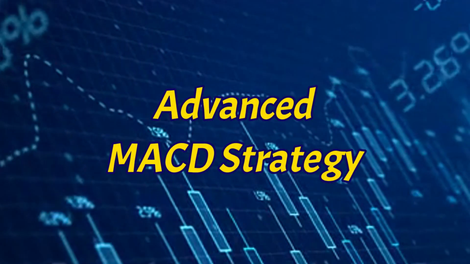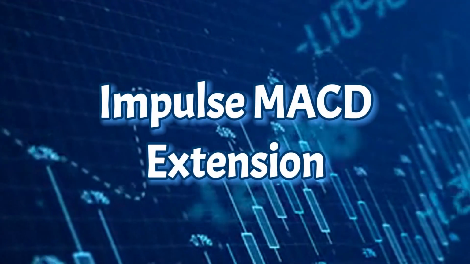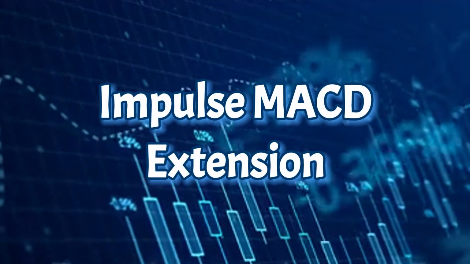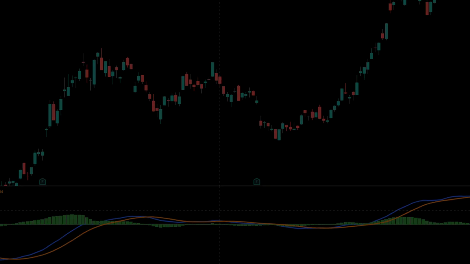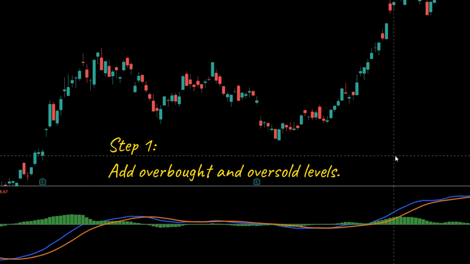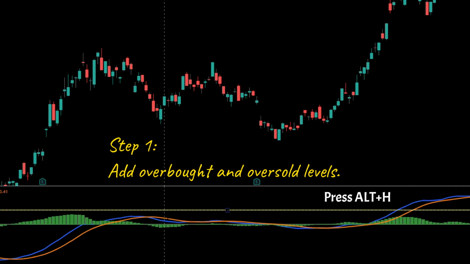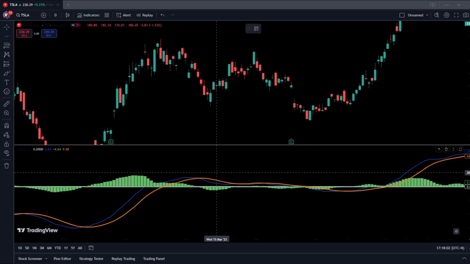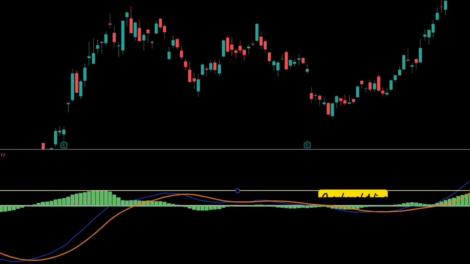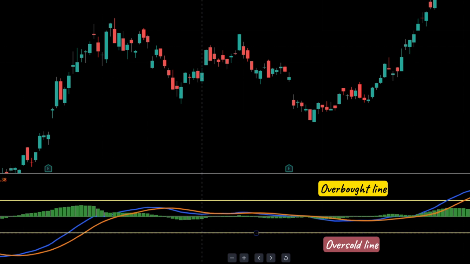Now, let's look at an advanced strategy with this indicator, which will raise your win rate, called the Impulse MACD extension. You need to take action as I say next. Step 1, add overbought and oversold levels. What you do is drag your mouse above the middle line of the indicator and press Alt-H. Or you can just add the lines manually like this. This will be your overbought line. For your oversold line, you do the exact same thing, but with the opposite value. Now you have the oversold line.